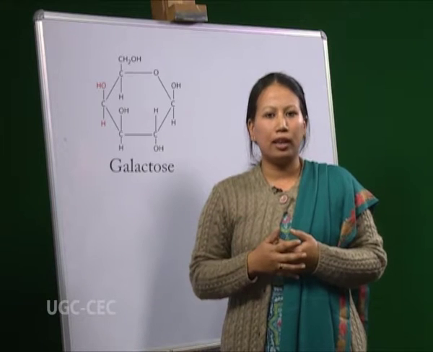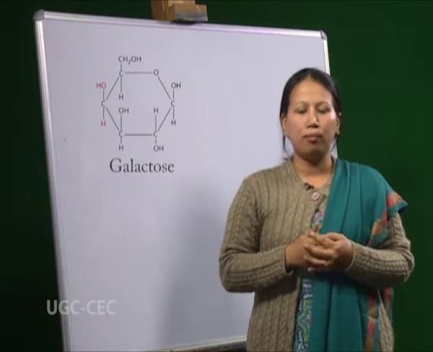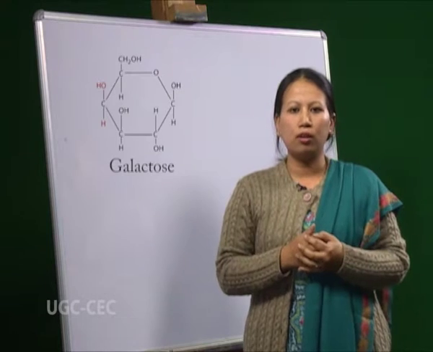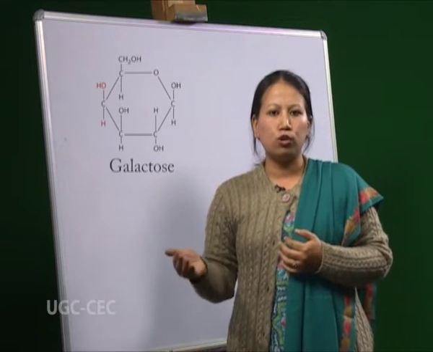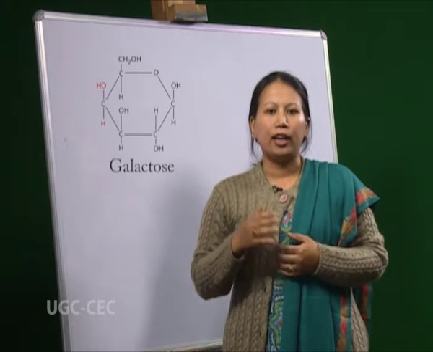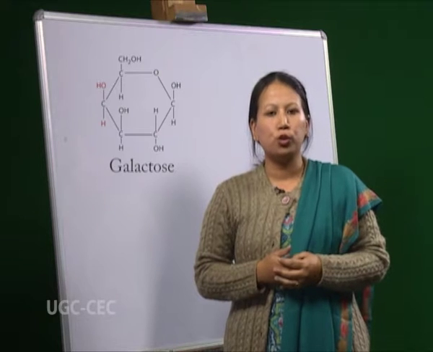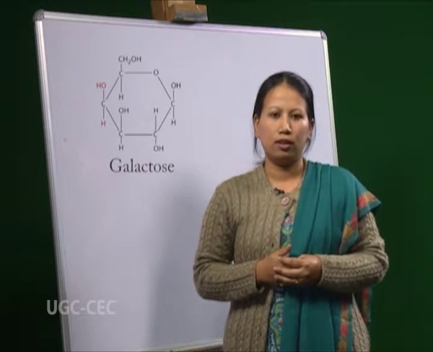Next, galactose. The simplest sugar, galactose, is not found in foods but is produced in human digestion from lactose, that is milk sugar, and is then changed to glucose for energy. This reaction is reversible, and during lactation, glucose may be converted to galactose for use in milk production.